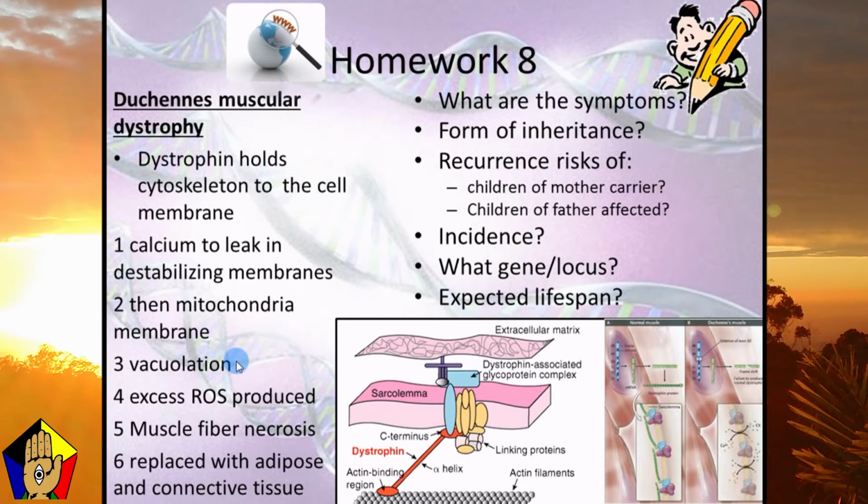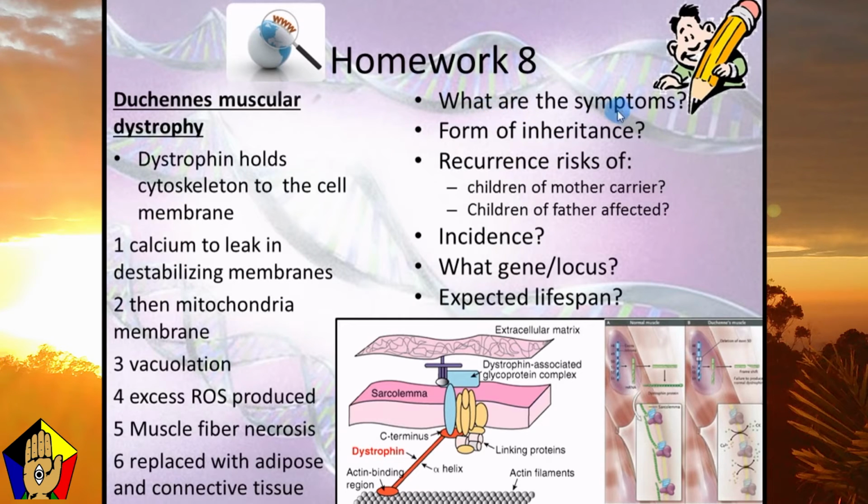You get excessive reactive oxygen species built up, which damages the membrane, damages the DNA, damages the protein cytoskeleton even further. That tissue starts going through necrosis, the cells will start dying, and then it replaces it with scar tissue, connective tissue, and adipose. So there's a quick pathophysiology of what happens. You're going to look up the background of it.